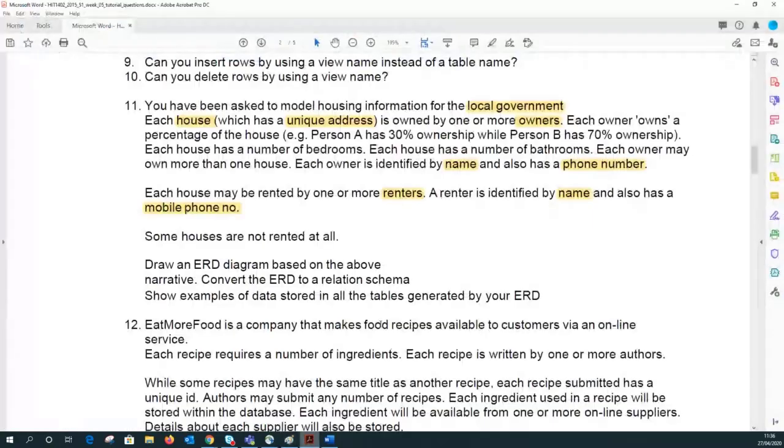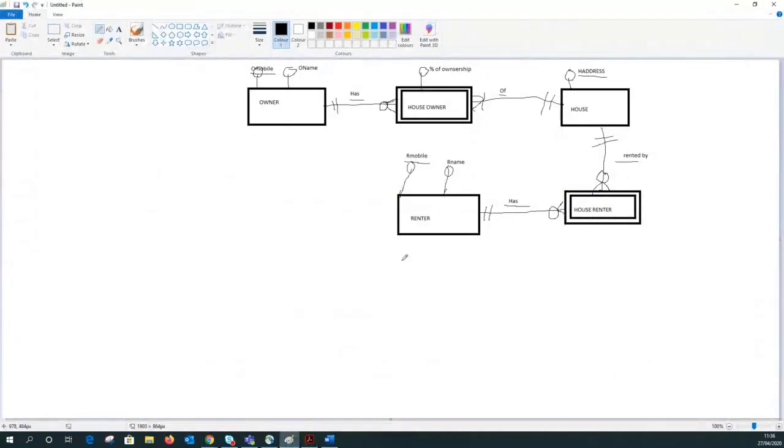So we have now constructed our entity relationship diagram. What they are asking us to do is convert this ERD to the relational schema. Now I think you can do it by yourself. First we need to convert all the strong entities, and then we can convert all the weak entities.